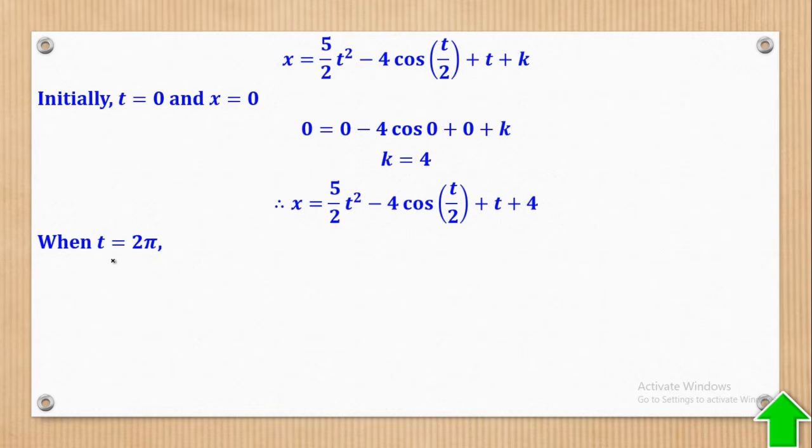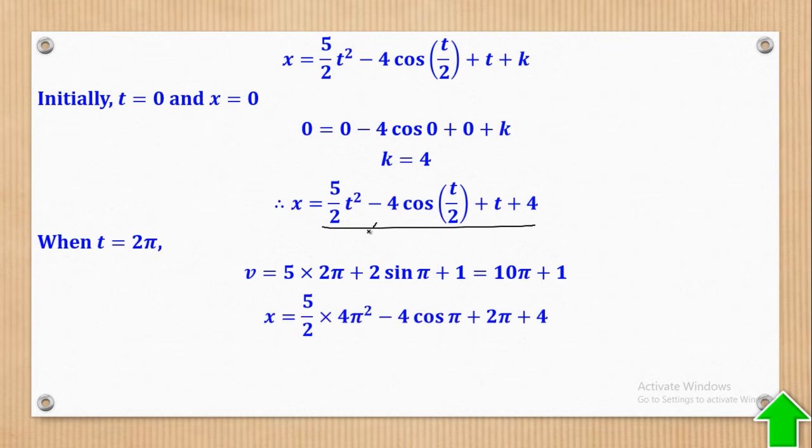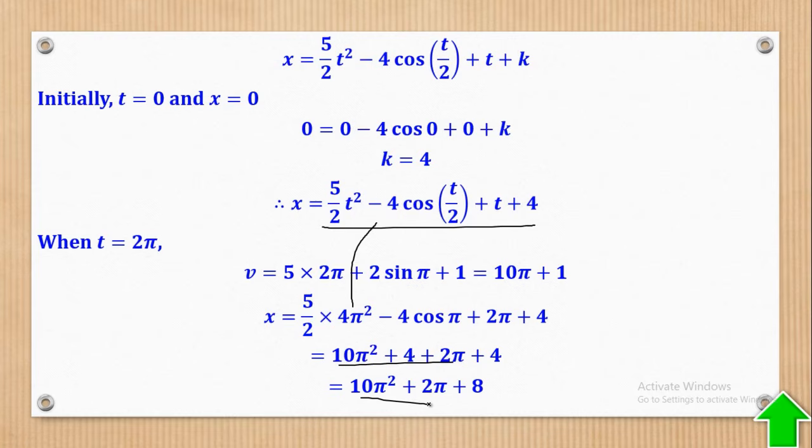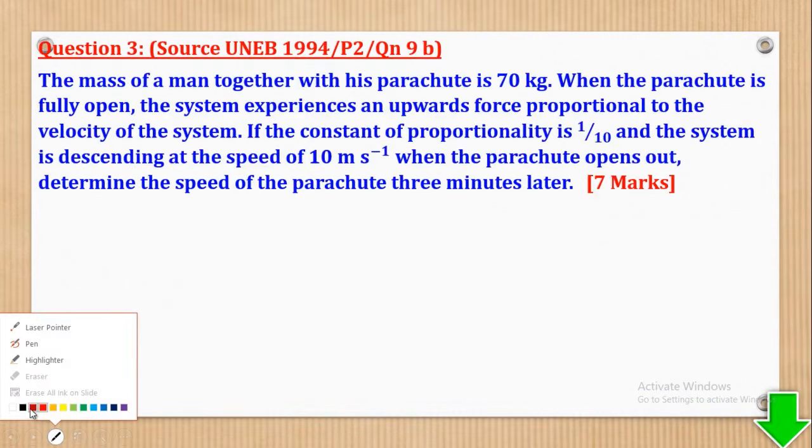Now when t is equal to 2 pi, it implies that v will be equal to, so come and substitute for 2 pi in the expression for v to come up with this. Then in the expression of x, we also substitute for 2 pi to come up with this, which is the same as that. So now we shall go to question 3.